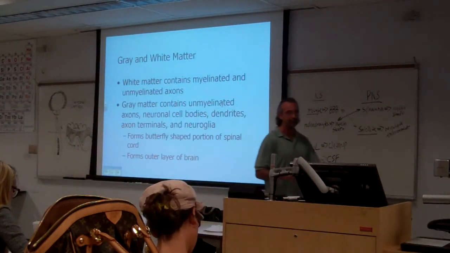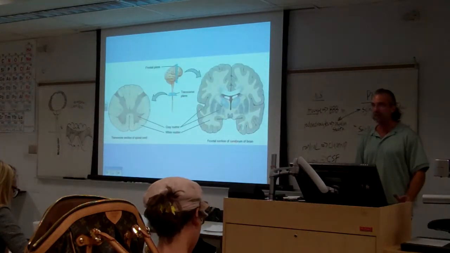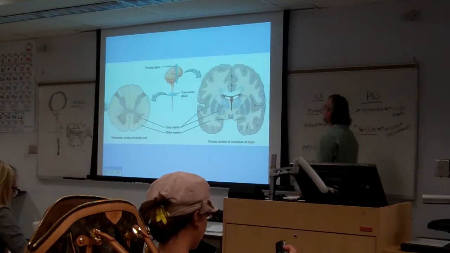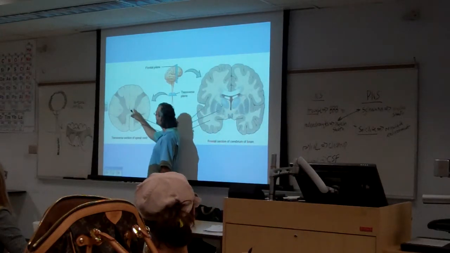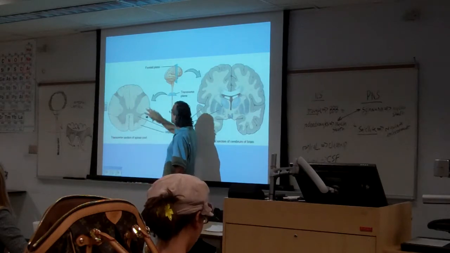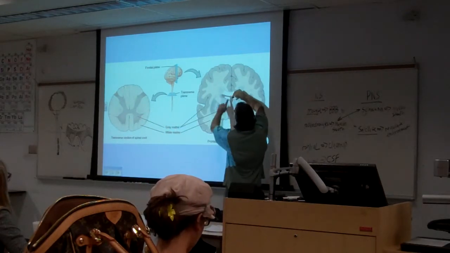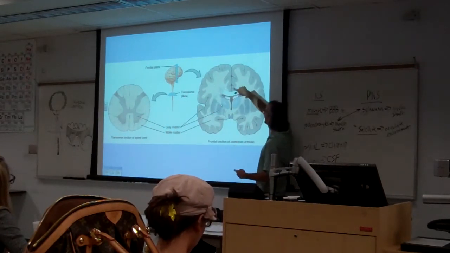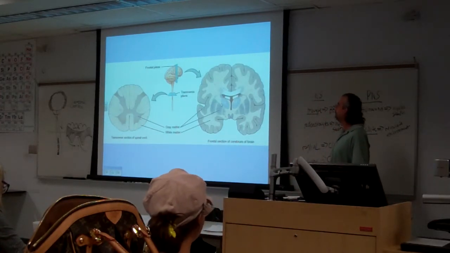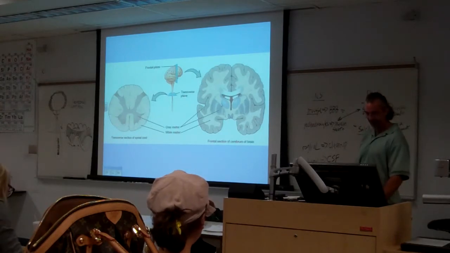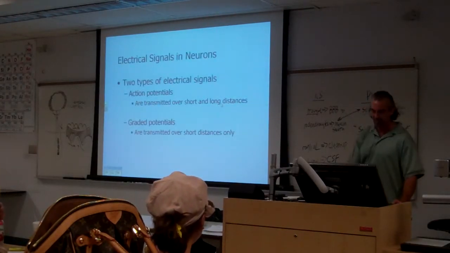Okay. How are we looking? Pretty good? No one's way lost? So again, a better picture of it. Here's your butterfly-shaped gray matter inside the cord, surrounded by the white matter. It spills over. I have gray on the outside, white on the inside. Okay, chipping right along.